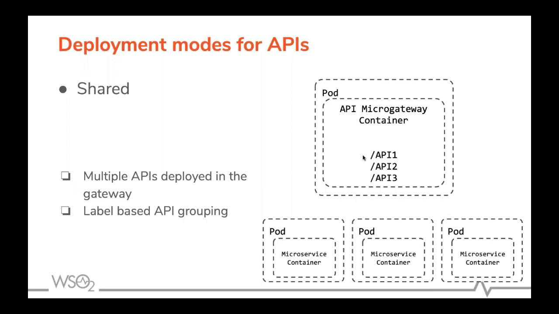In the shared mode, the difference is that in the previous modes, we had one API in the micro gateway container, but with the shared mode, you can have two or more APIs in a single micro gateway container. So label based grouping will be used. This mode will be available from the next release. Private jet and sidecar are supported in the released version of the API operator.